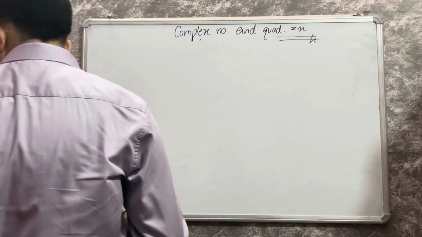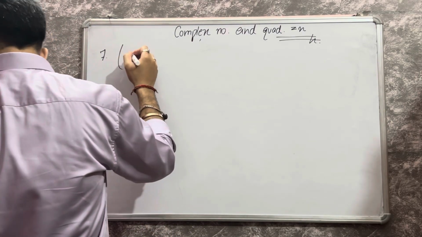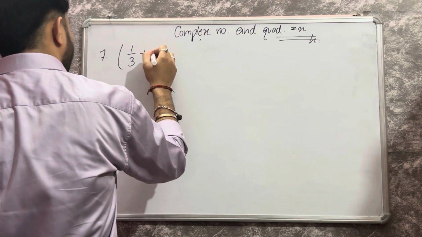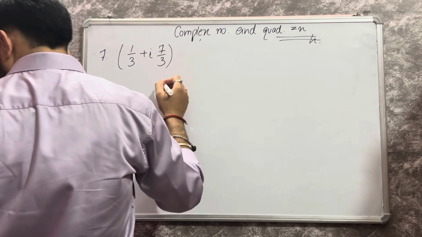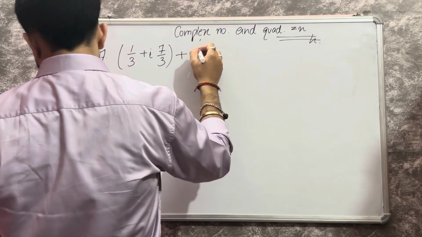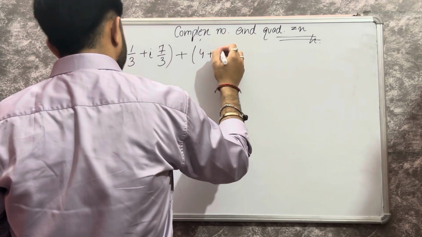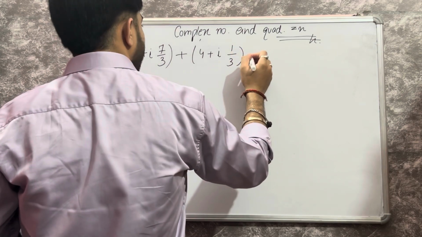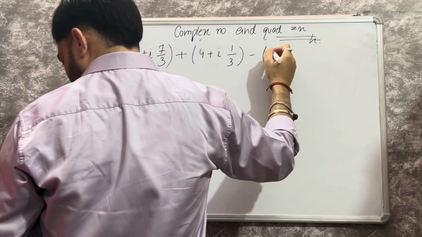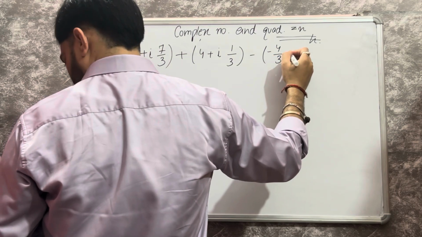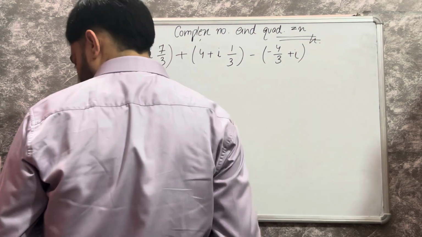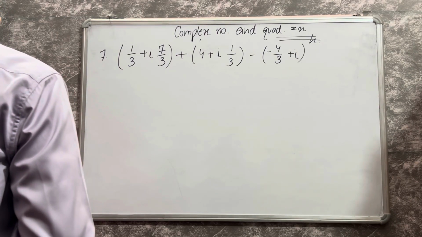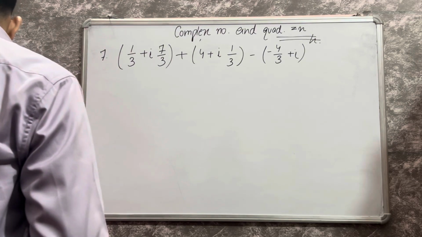The next question is question number 7, that is (1/3 + i·7/3) + (4 + i·1/3) − (−4/3 + i). Let us solve this. 1/3 + i·7/3 + 4 + i·1/3 − (−4/3 + i).